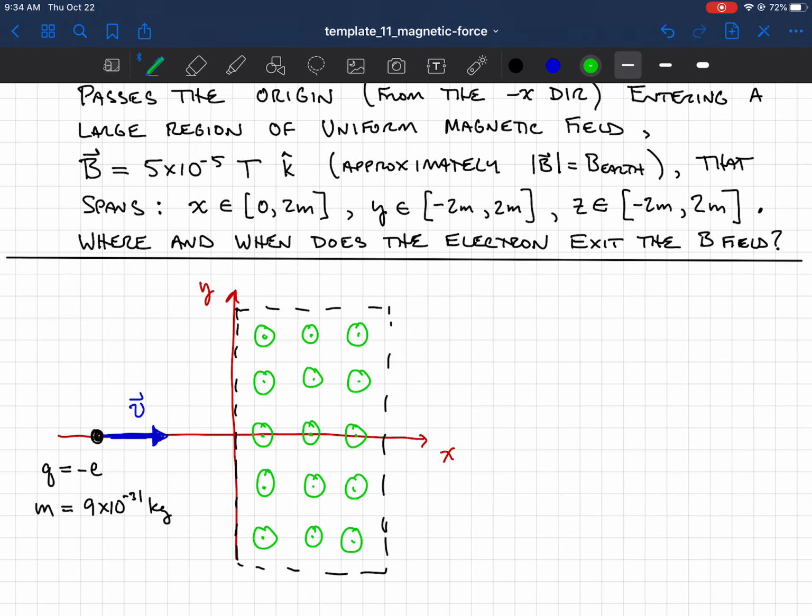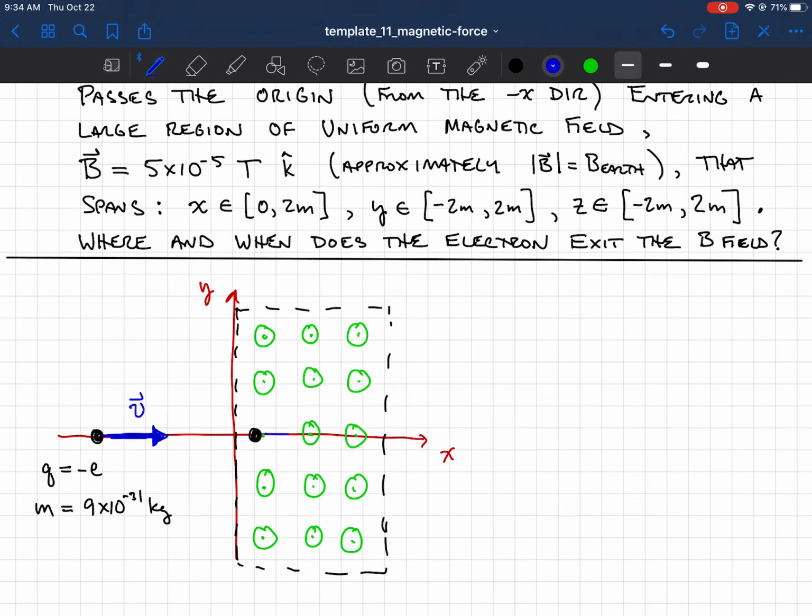So the particle enters that region, and then at some point it exits. And the question is where and when. So how do we do that? Well, we need to do a little bit of qualitative analysis to see what's going on here. So let's imagine that the particle has just entered the field.